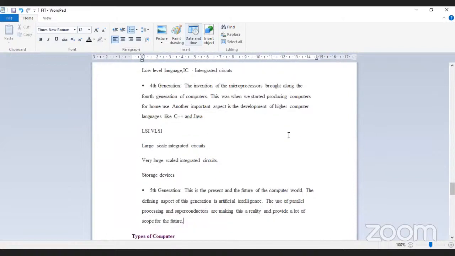Next, the fifth generation. In the fifth generation they have artificial intelligence. Right now, which generation are we in? We are in the fifth generation only. In this generation we have semiconductors and other things, automation and artificial intelligence, n number of tools and n number of cloud services, all these things.